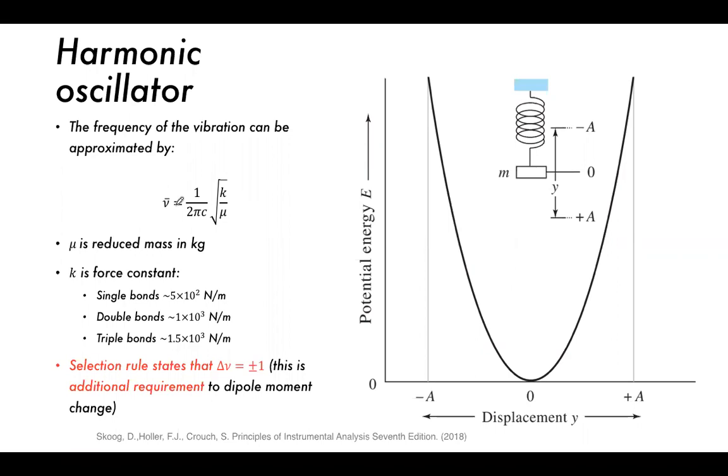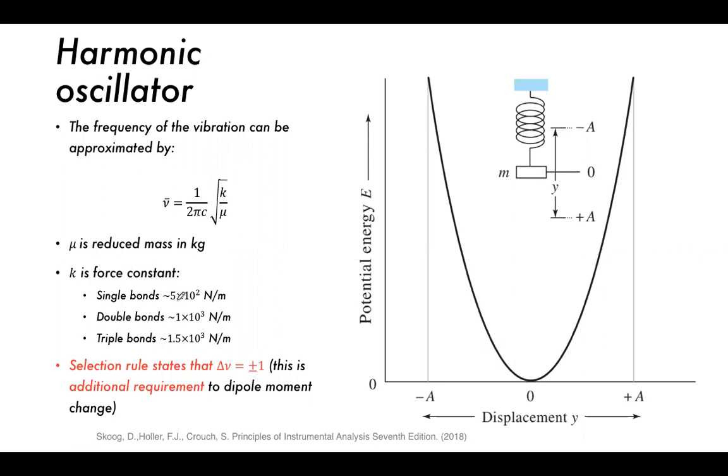Say it's, I don't know, 1500. That happens to be the average. There may be some which are lower than 1500. There may be some which are greater than 1500, but the average will be around about 1500. And so that will be equal to 1 over 2 pi c, and then that will be times K over mu, where mu is the reduced mass in kilograms, K is a force constant.